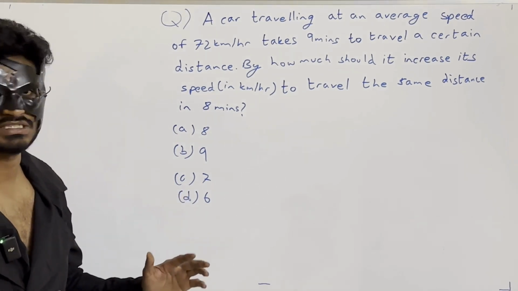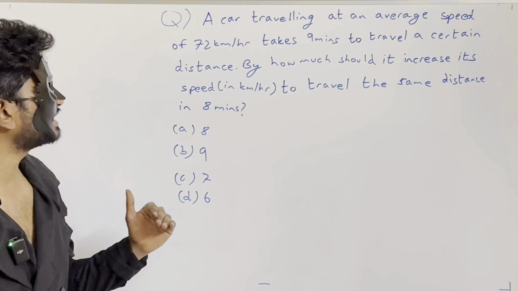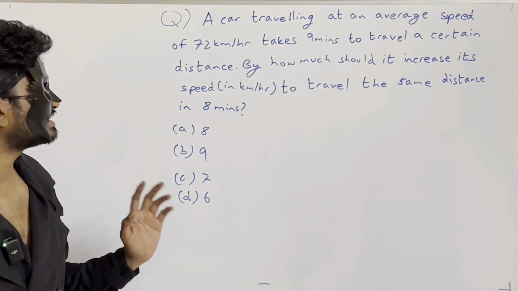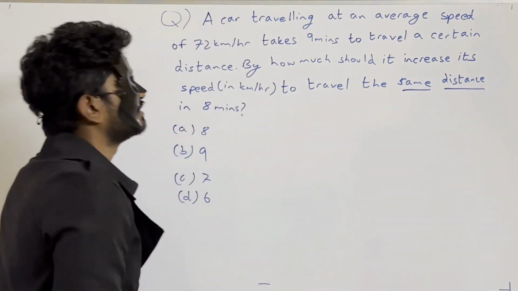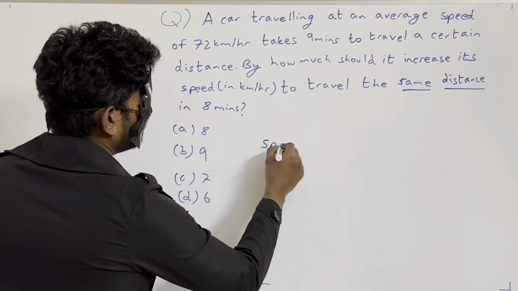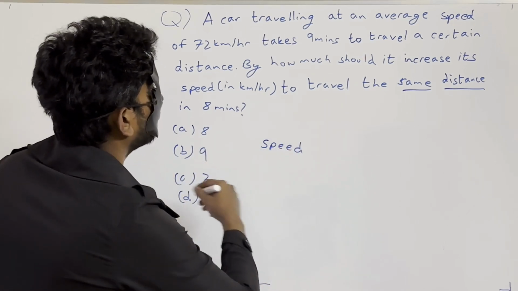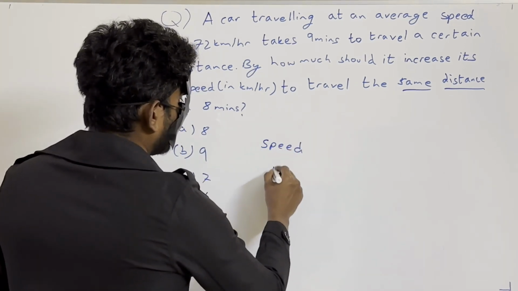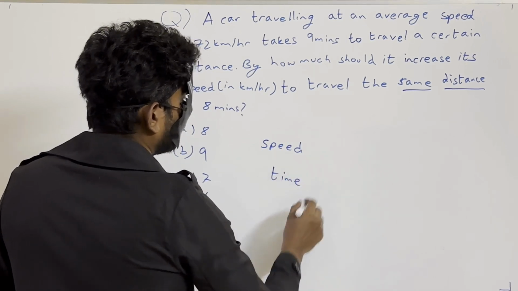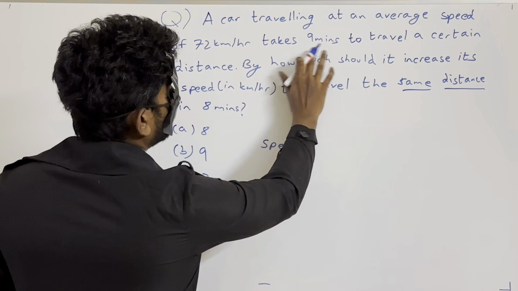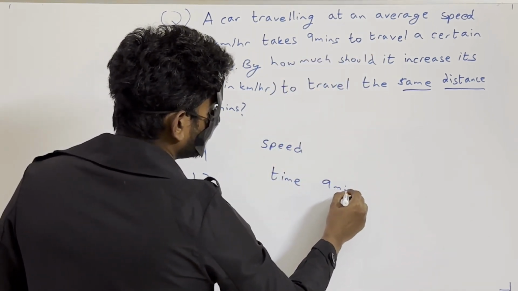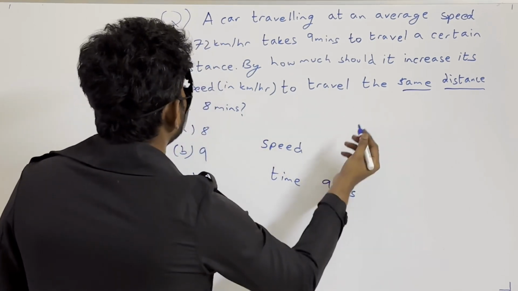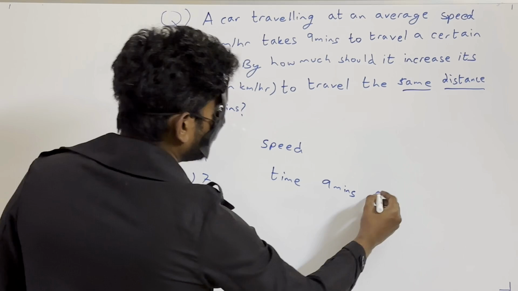So superhumans, next question is, a car traveling at an average speed of 72 kilometers per hour takes 9 minutes to travel a certain distance. By how much should it increase its speed to travel the same distance in 8 minutes? So here again same distance is given, so speed and time ratio is nothing but, first it travels by 9 minutes, new time is nothing but 8 minutes.